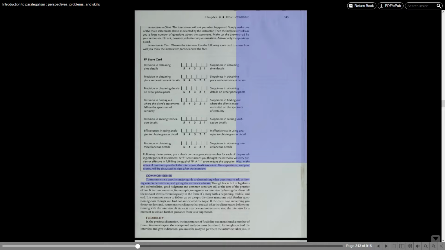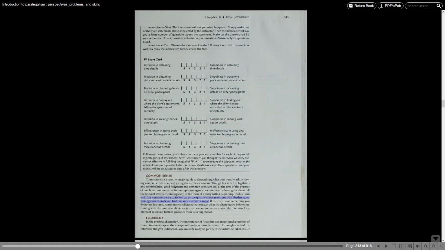Common sense. Common sense is another major guide to determining what questions to ask, achieving comprehensiveness, and giving the interview a focus. Though law is full of legalisms and technicalities, good judgment and common sense are still at the core of the practice of law. It is common sense, for example, to organize an interview by having the client tell the relevant events chronologically in the form of a story with a beginning, middle, and end.